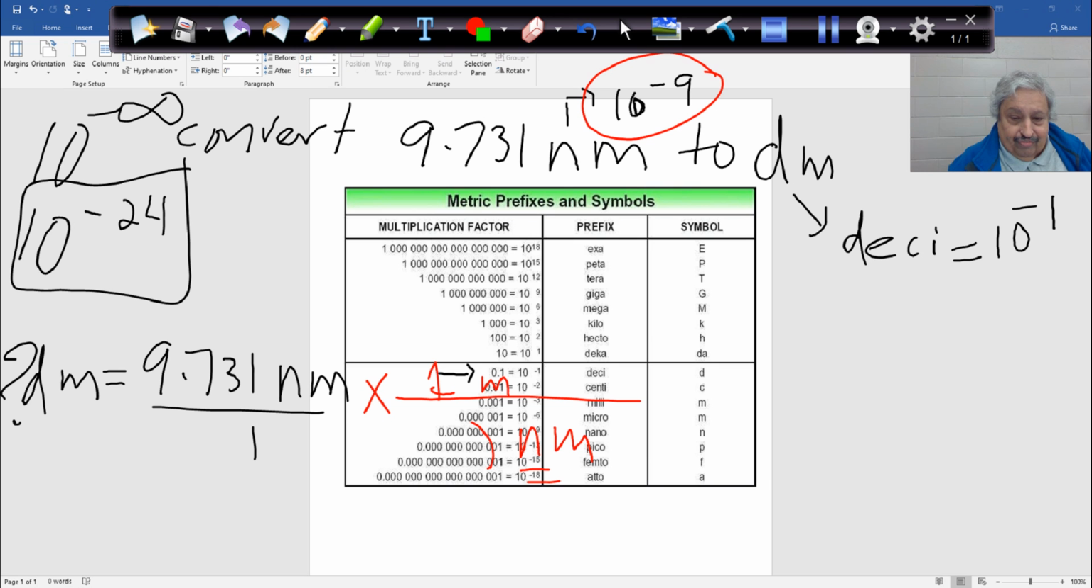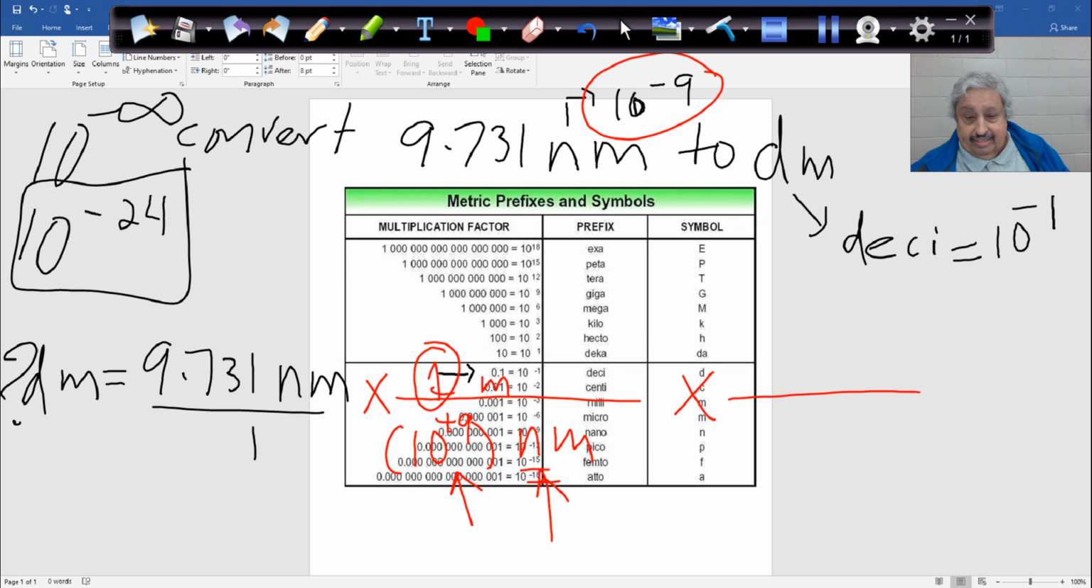What should I put in front of it? 10 what? Plus 9. Correct? The opposite of the prefix exponent. Nano is 10 minus 9. I'll put in front of it 10 plus 9. Because if I multiply 10 plus 9 by 10 minus 9, I get 10 power 0, which is equal to the 1 here. Correct?